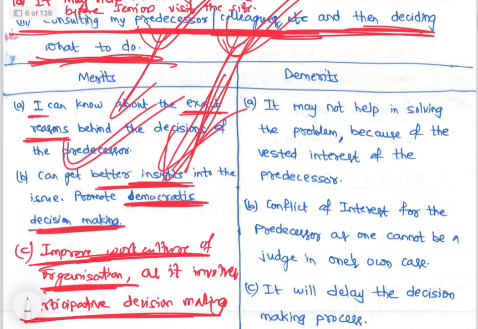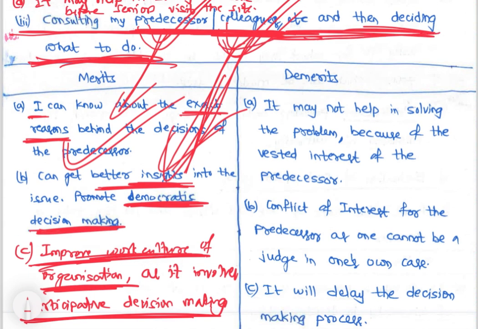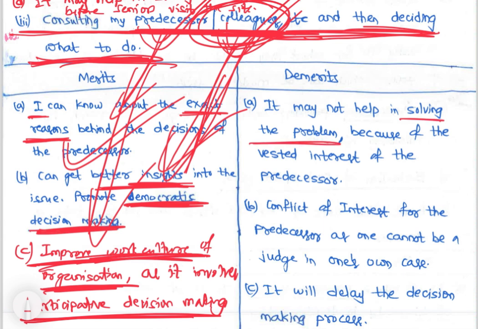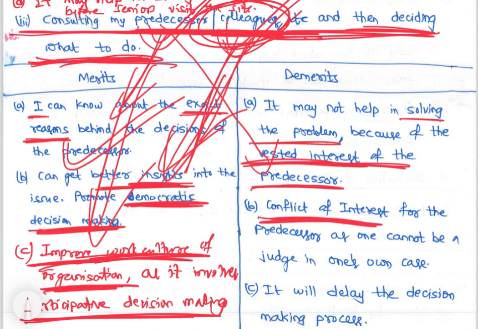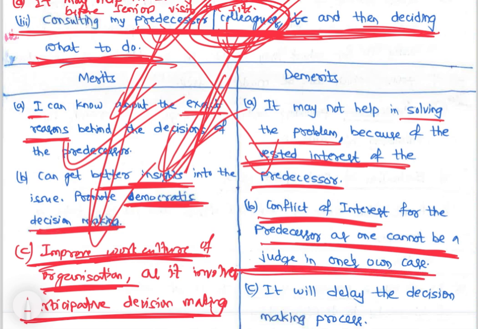So consulting my predecessor colleagues and then deciding what to do will improve the work culture, because you are involving colleagues in decision making, right? Then the demerit is it may not help in solving the problem, because of the vested interest of the predecessor, right? Why would the predecessor speak the truth out of vested interest? So it will not solve the problem. Then conflict of interest for the predecessor, as one cannot be judged in one's own case.